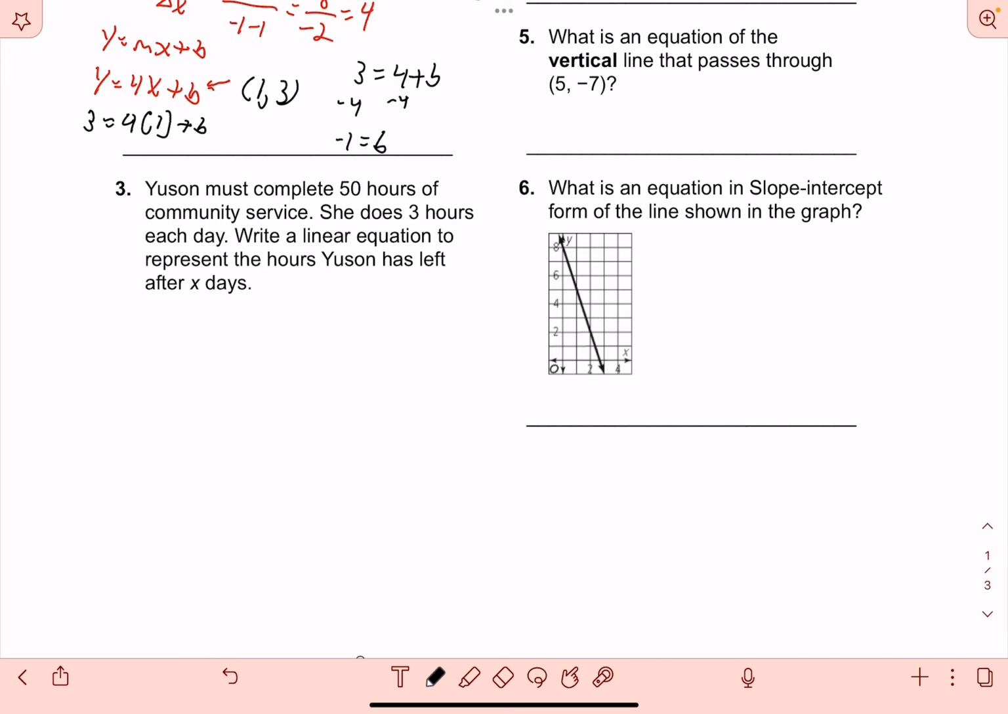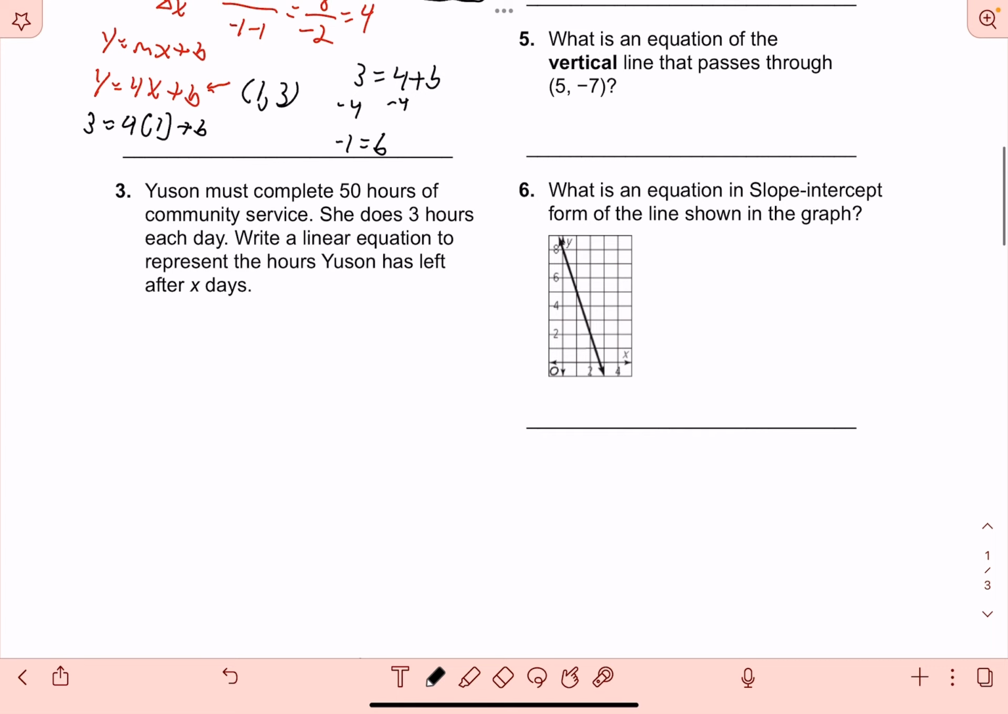Yusan must complete 50 hours of community service. She does 3 hours each day. That's kind of key. Write a linear equation to represent the hours Yusan, and here's the key, has left after x days. So I'm going to let y equal the number of hours left, and x equal the number of days.